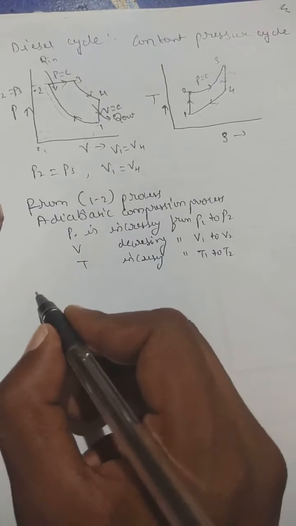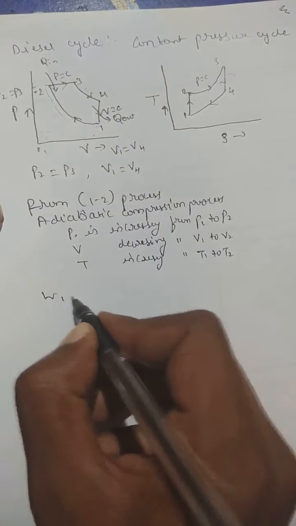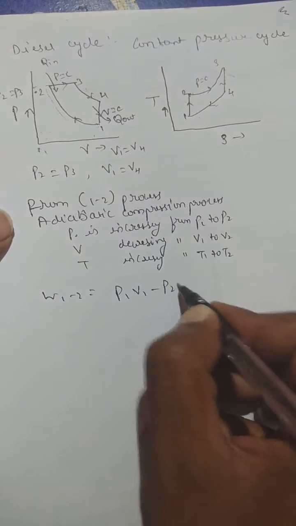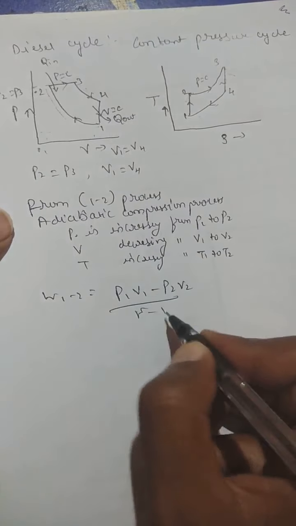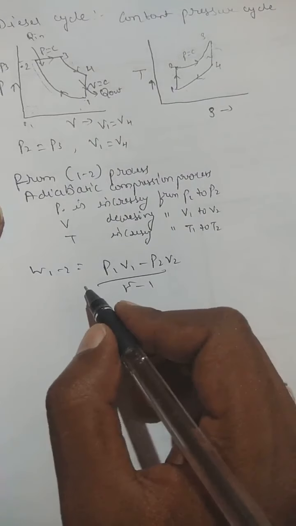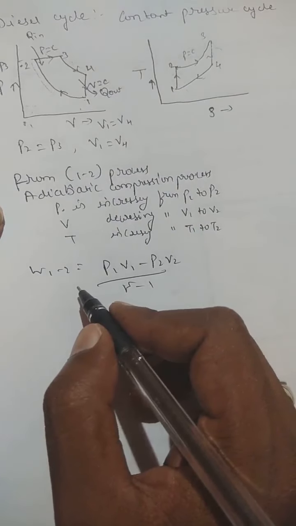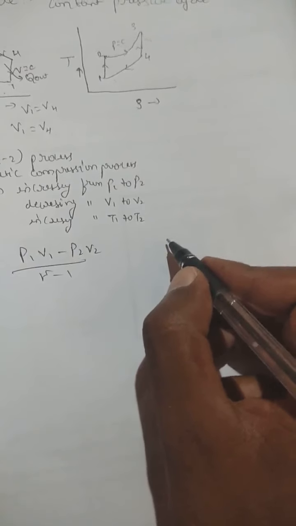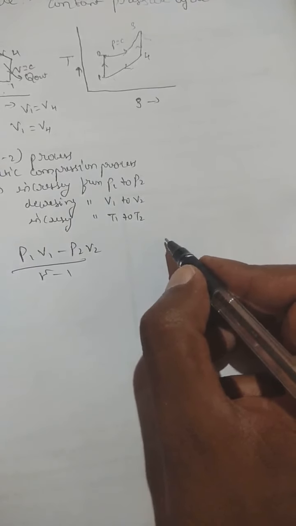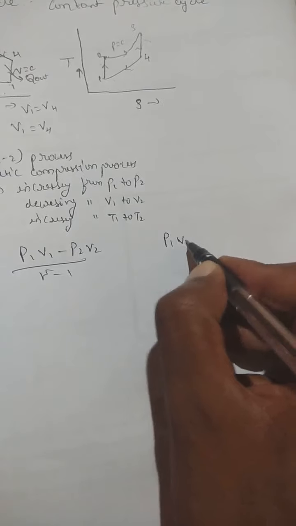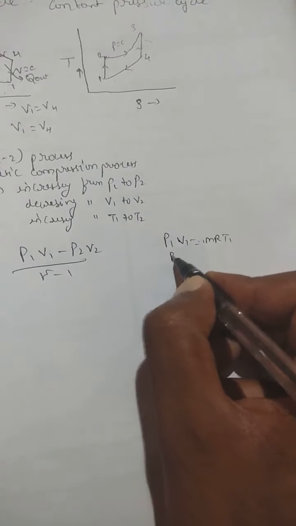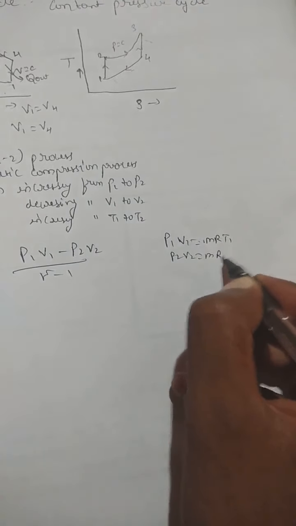So now, what is the work done for this adiabatic process? You know very well, for the adiabatic process 1 to 2, it is P1 V1 minus P2 V2 divided by gamma minus 1. This is the work done for the adiabatic process. And then, if you convert this in terms of MR and temperature, how can you convert that? P1 V1 is equal to MR T1. This is the thing you know. Similarly, P2 V2 is equal to MR T2.